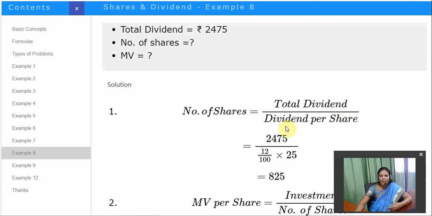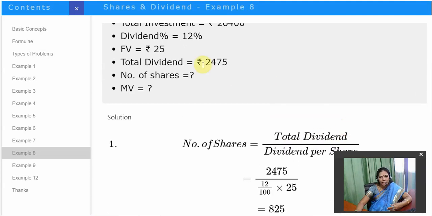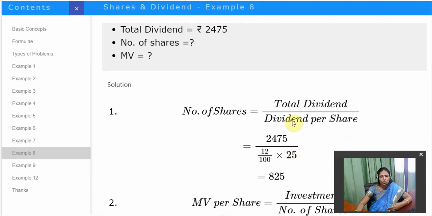Total dividend by dividend per share. As the total dividend is given here, you are using that total dividend, or you can write total income by income per share. So total dividend you can just substitute here, and dividend per share is dividend percentage on the face value. Substitute, calculate, you will get the number of shares. So the number of shares is 825.